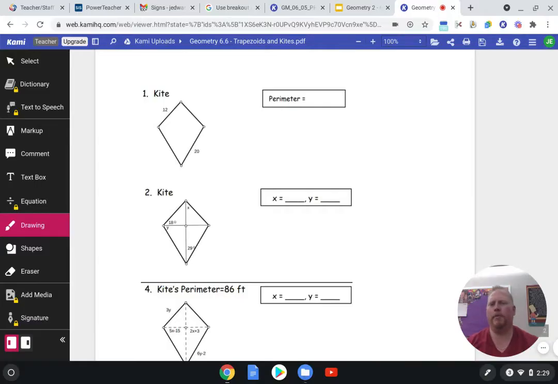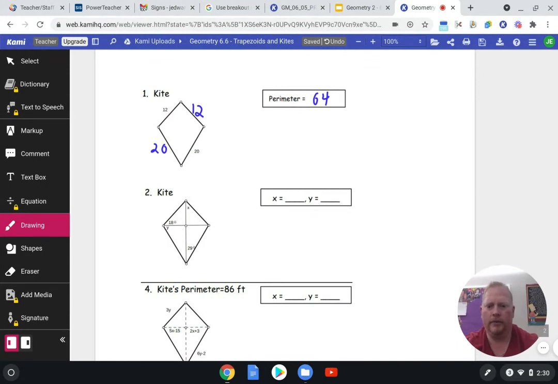So let's take these properties of kites and put them into action. Question number 1 asks us to find the perimeter of this kite. Here's what I know. If that side over there is 12, then this side over here is also 12. If this bottom side is 20, then this other bottom side is also 20. So if I add those up, 20 and 20 make 40, plus another 24, that makes 64.